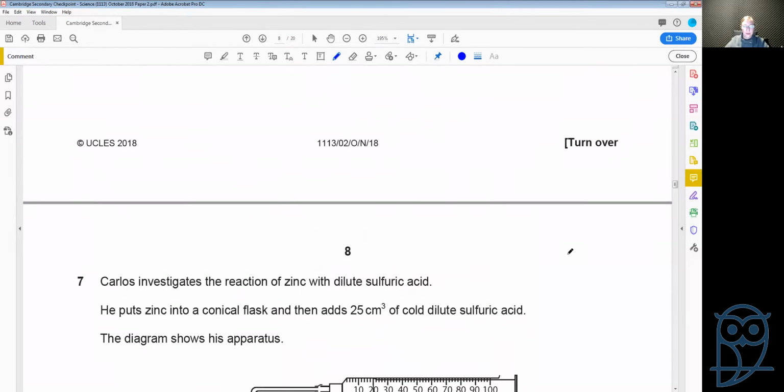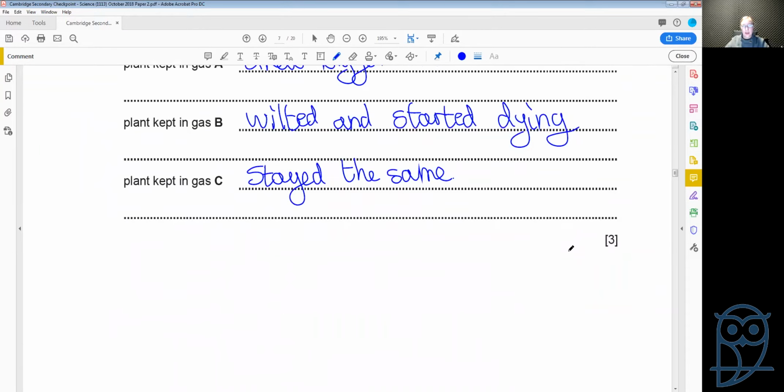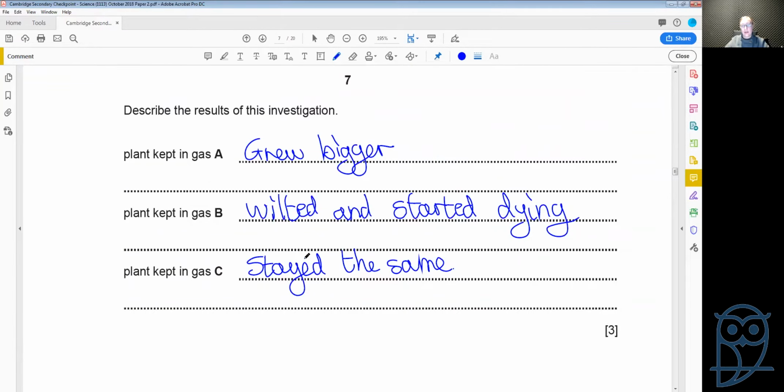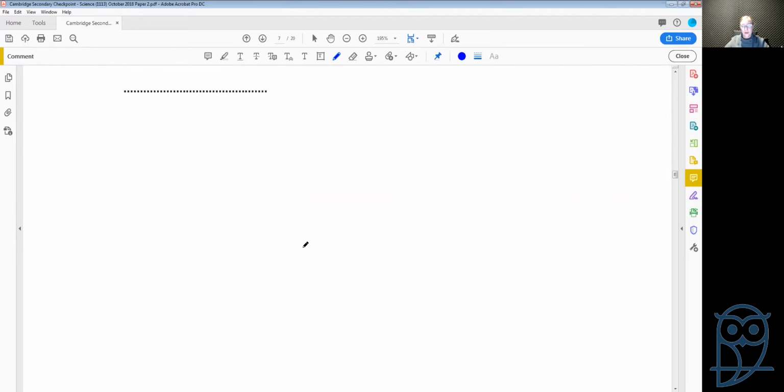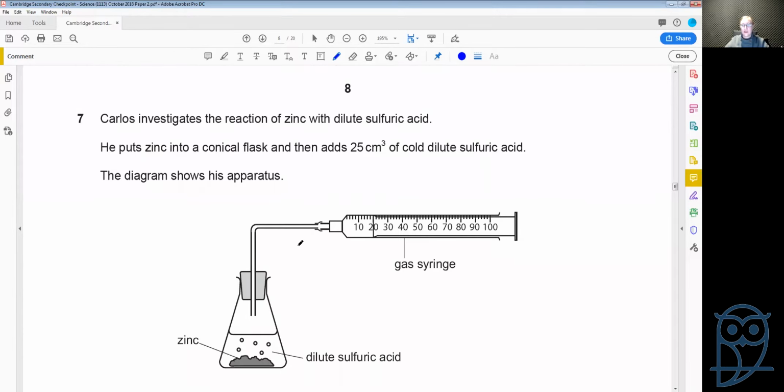Okay. So here we can also say, instead of just wilted, we can say stayed the same, did not grow but stayed the same. Here, grew bigger, sort of things. So just use some descriptive words. It is perfectly fine.